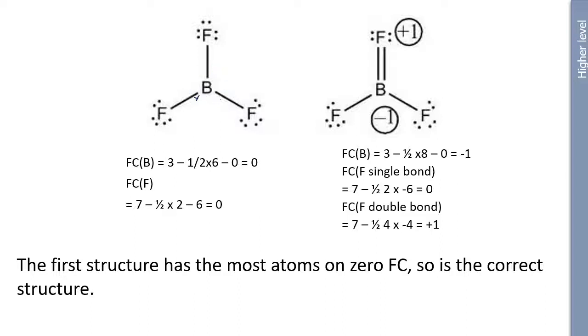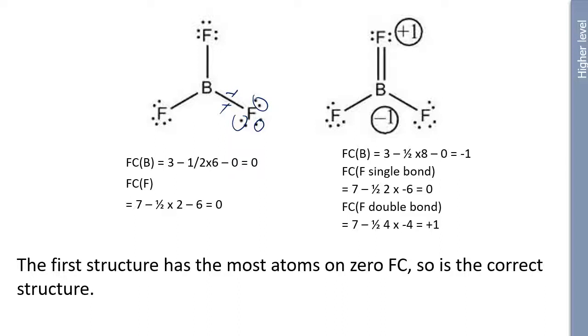And the fluorine will be 7, that's the valency of fluorine, minus half times 2 from the sigma bond again, minus 6, because you've got the 1, 2, 3, 4, 5, 6 non-bonding electrons. So it'll be 0. So in that particular case, the formal charge on each of the atoms in the molecule is 0.